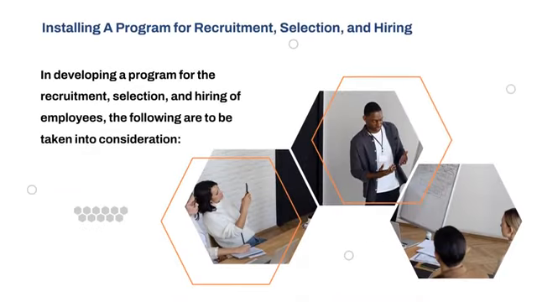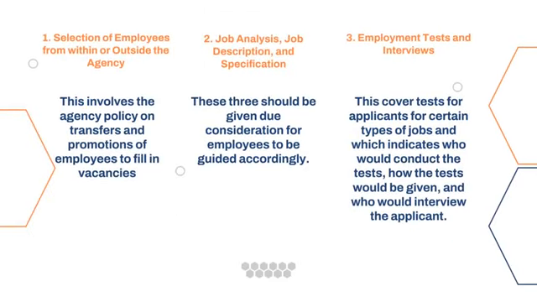So, installing a program for recruitment, selection, and hiring. In developing a program for the recruitment, selection, and hiring of employees, the following are to be taken into consideration. Number 1, selection of employees from within or outside the agency. This involves the agency policy on transfers and promotions of employees to fill in vacancies. The second one is job analysis, job description, and specification. These three should be given due consideration for employees to be guided accordingly.